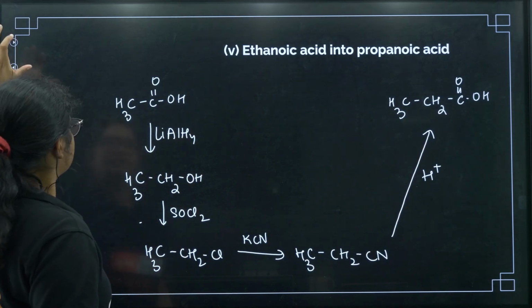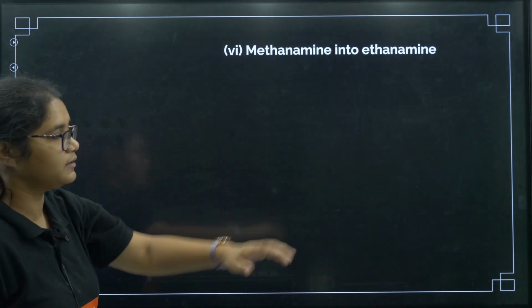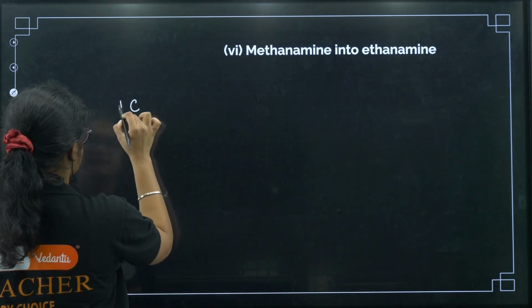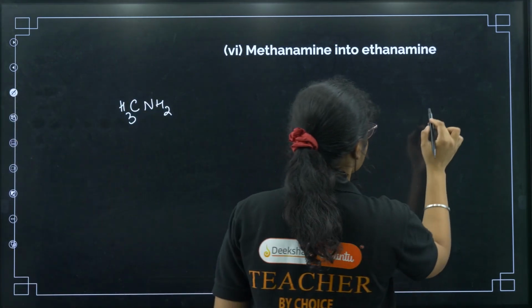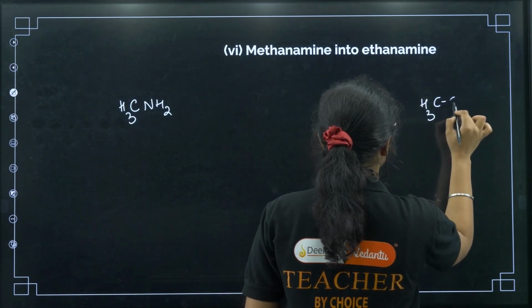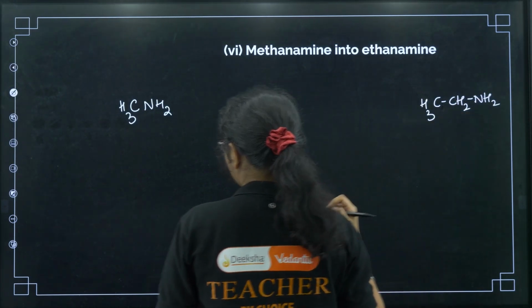Okay, next question, methanamine to ethanamine. You are increasing the number of carbons. So we have CH3NH2, and we want CH3CH2NH2. Okay, fine.